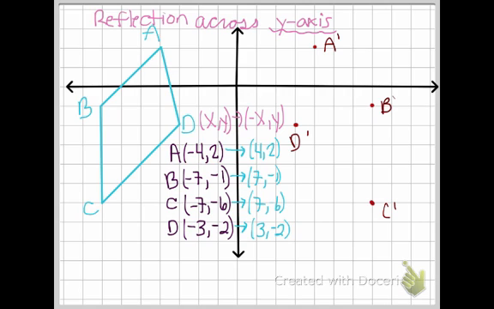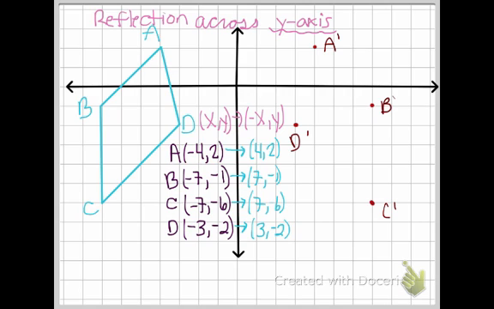Alright, so when we have a y-axis reflection, we're going to multiply all of our x coordinates by negative 1. So A is going to start out at (negative 4, 2), and we're going to end up at (4, 2). B is going to be transformed from (negative 7, negative 1) to (positive 7, negative 1). C is going to go from (negative 7, negative 6) to (positive 7, negative 6). And D is going to go from (negative 3, negative 2) to (positive 3, negative 2). So all I'm going to do is take all my x coordinates and make them positive since they're all negative right now.